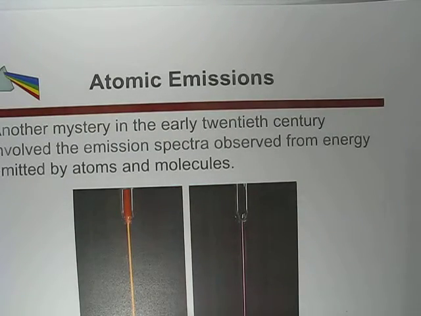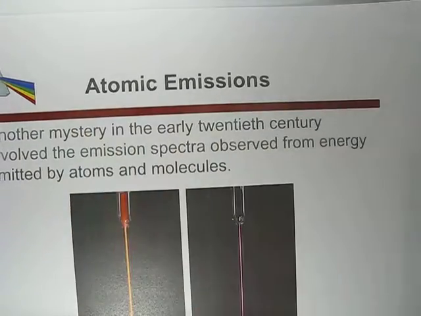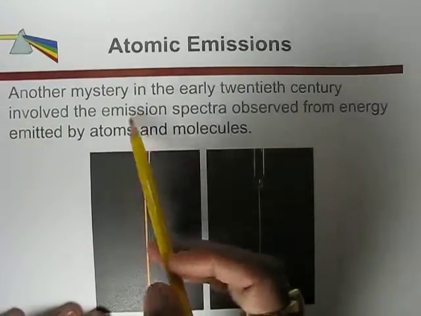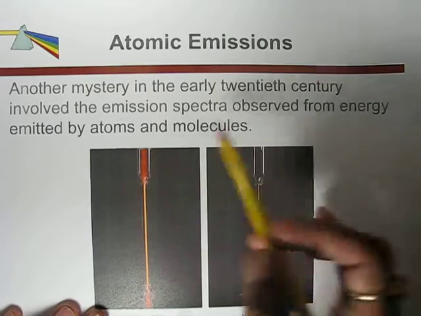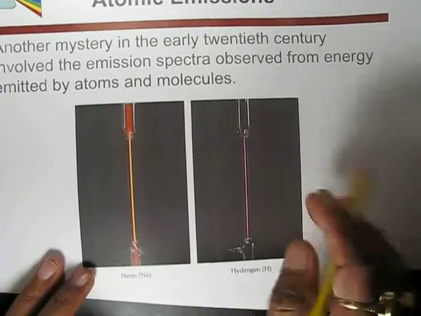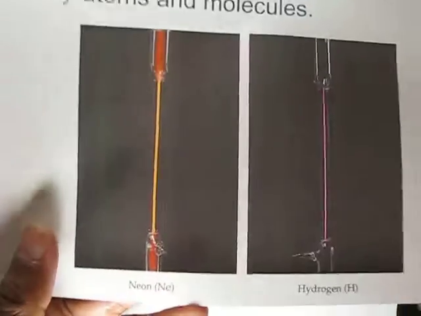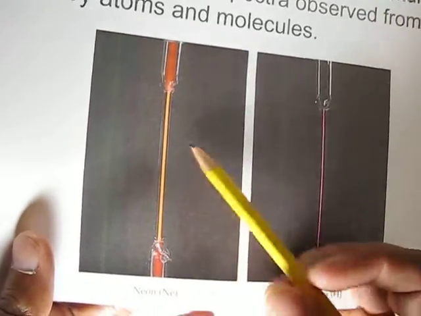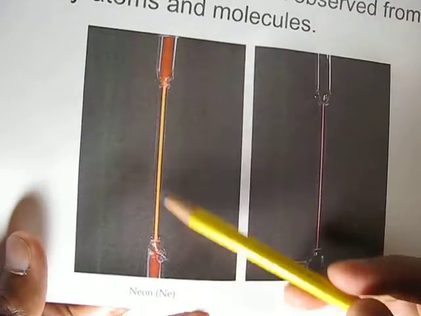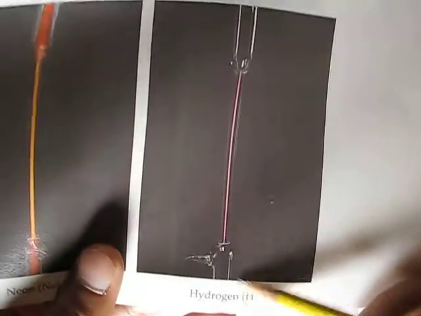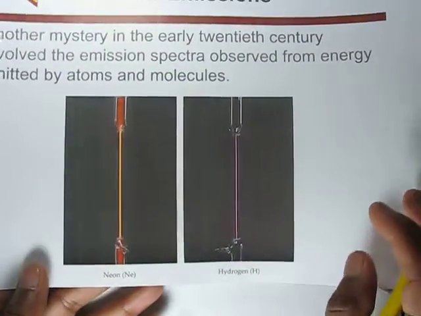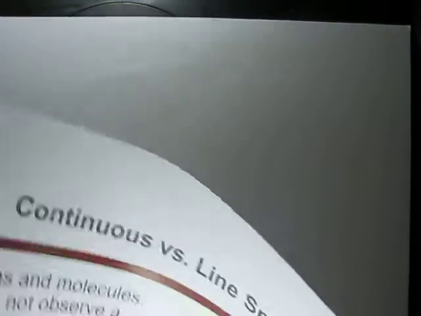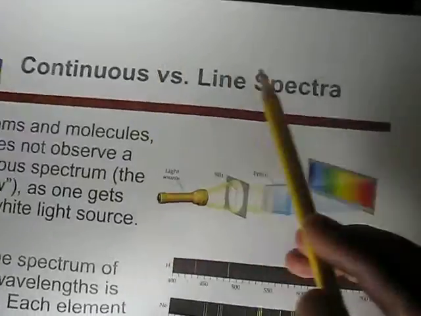So let us see what this one is. Another mystery in the early 20th century involved the emission spectra observed from the energy emitted by atoms and molecules. Here two pictures are shown: neon gas, which shows a line spectrum with orange lines, and hydrogen gas, which shows purple or blue line spectra. So this phenomenon was also not explained. One cannot explain it by the wave nature of light.